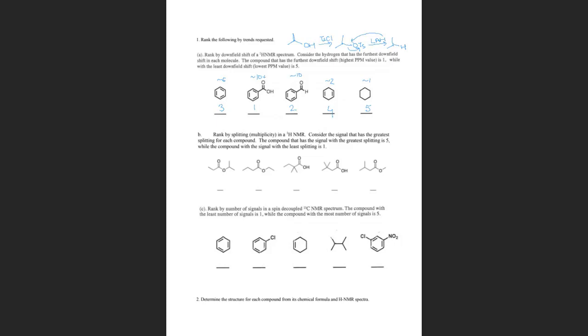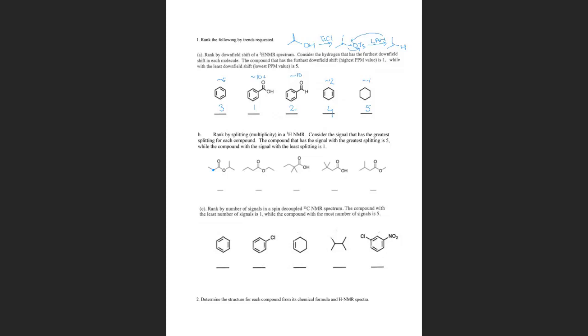Okay, let's look at part B. So this one we're ranking by splitting in a molecule. For each one, it might have multiple signals. We're looking at the one that has the greatest splitting. So for part B, the first molecule, the one that we see on the very left, the ester with an ethyl and an isopropyl, let me take this carbon right here. What do you think its splitting is?